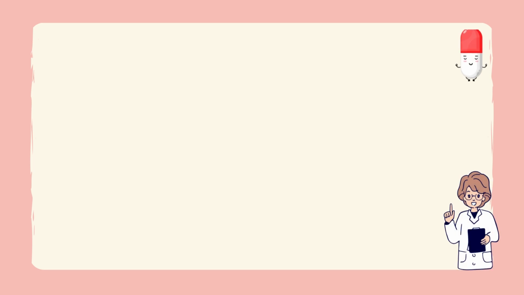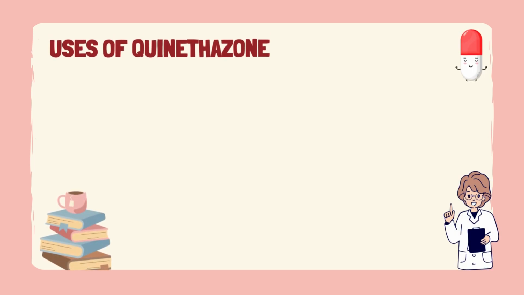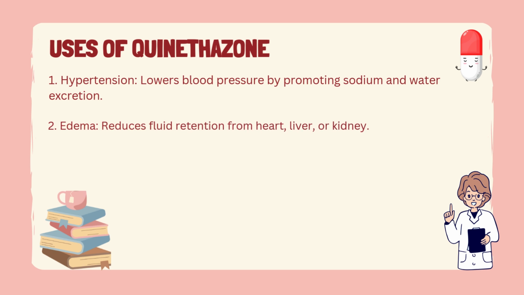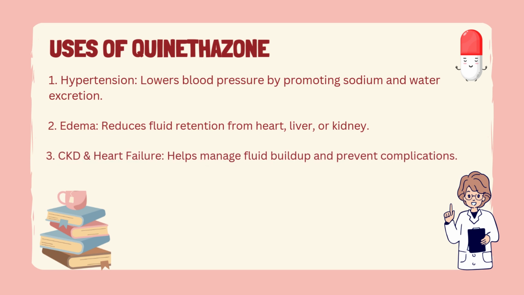Now we will discuss the most important indications for use. Quinethazone is used in hypertension, because it lowers blood pressure by promoting sodium and water excretion. It is also used with edema through reducing fluid retention from the heart, liver, or kidney. It is safely used with chronic kidney disease and heart failure. It helps manage fluid buildup and prevent complications.